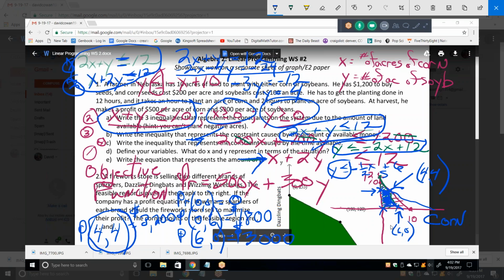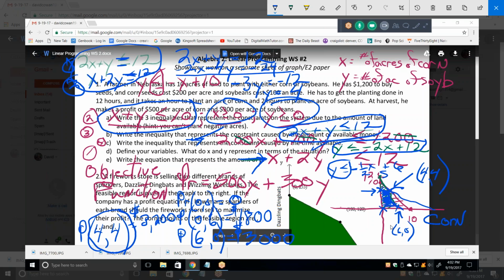All of your constraints are straight lines. You just have to graph them, and graph them on a big enough piece of paper so that you can tell where the vertices are. And some vertices you have to do algebra.